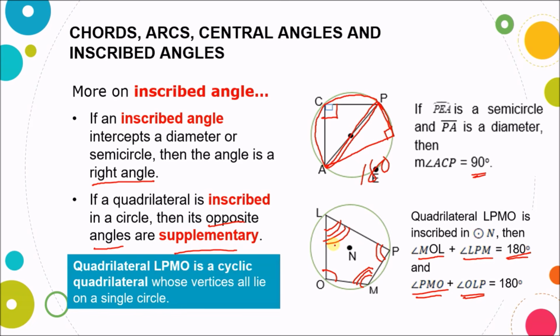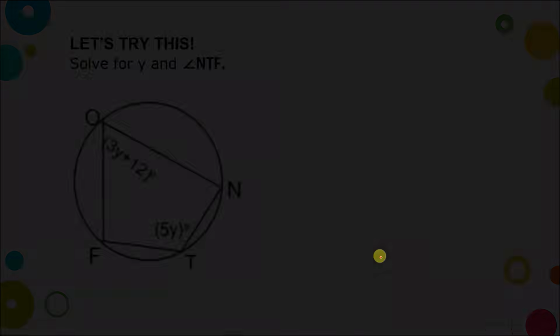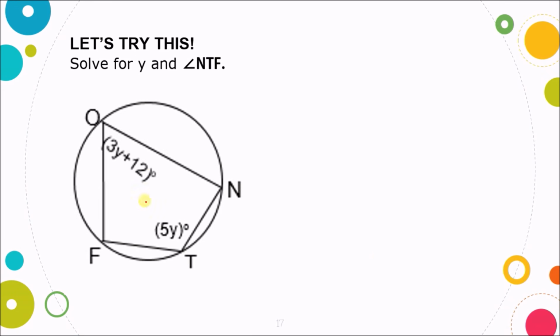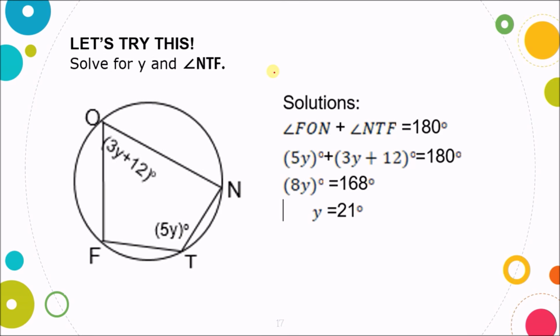In other words, meron tayong tinatawag na cyclic quadrilateral. Cyclic quadrilateral ang tawag dito kung ang mga vertices ng quadrilateral na yan are the vertices or points on the circle. So yan, may vocabulary tayo: cyclic quadrilateral. Examples tayo. Nakakita tayo dito sa drawing ng cyclic quadrilateral which is FONT, meaning pag cyclic quadrilateral, opposite angles of that are supplementary. So maaari nating sabihin na yung FON which is this at saka yung NTF which is this ay 180 degrees kapag pinagsama because of the opposite angles are supplementary in a cyclic quadrilateral.